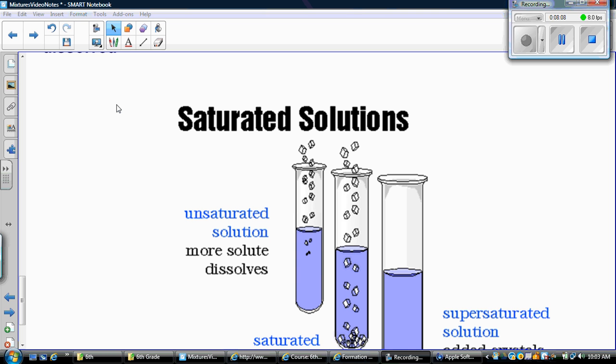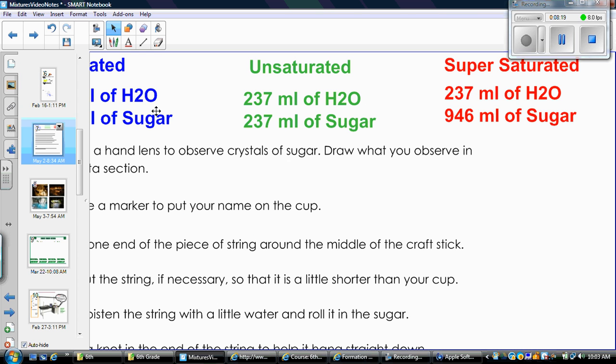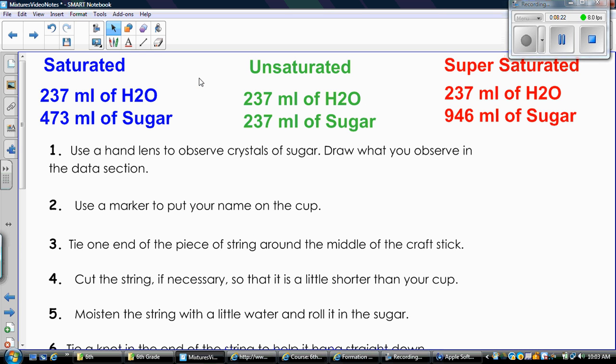Okay, and what's really cool is now you actually get to work with unsaturated, saturated, and supersaturated solutions making rock candy. I will also have these directions on the website, but just so you know, when you start this lab, you're going to be making a saturated, an unsaturated, and a supersaturated solution. Here are the directions on how to make rock candy, and you're going to compare which type of solution works the best. Do we need a saturated solution, an unsaturated solution, or a supersaturated solution?